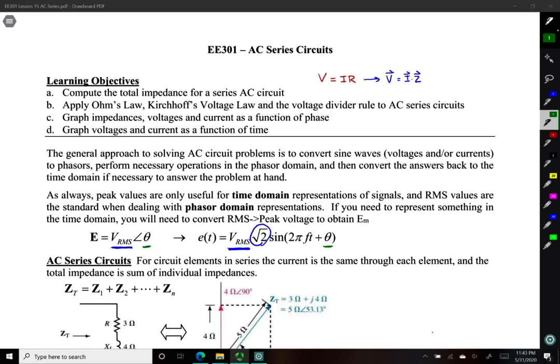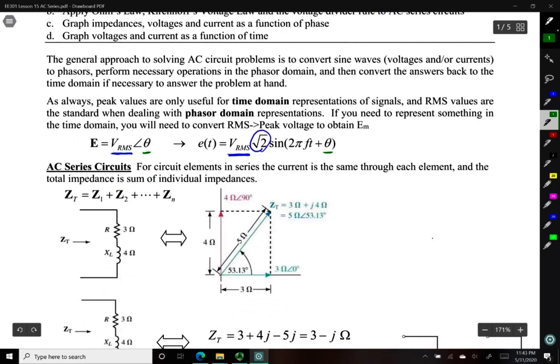For AC series circuits, though, combining impedances is very similar to how we combine resistances in DC circuits. Series impedance is just the summation of the individual elements in series, where this time though, however, our impedances are complex quantities, and so it now becomes a vector sum as opposed to a simple arithmetic sum. So here we see, our Z total is equal to Z1 plus Z2 plus however many impedance elements we have in a given circuit.